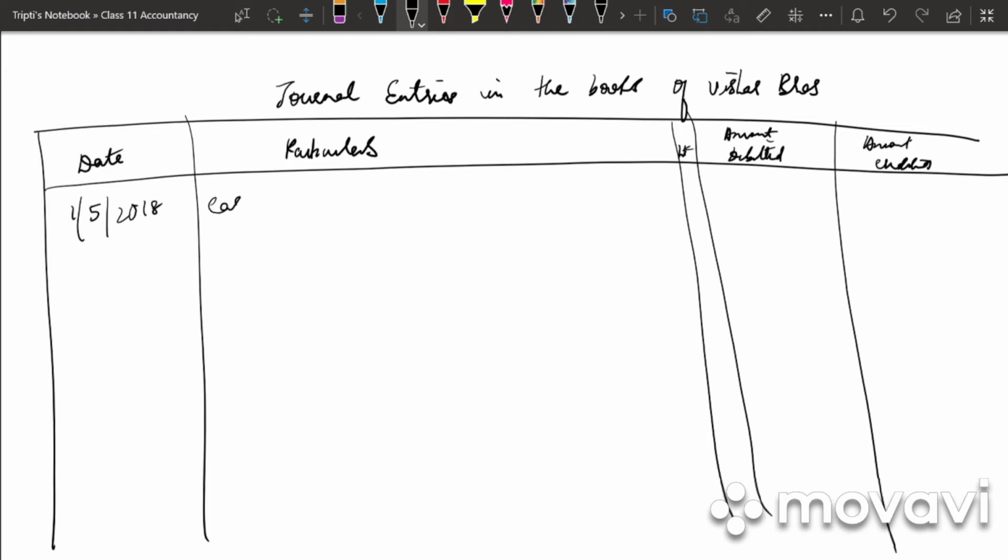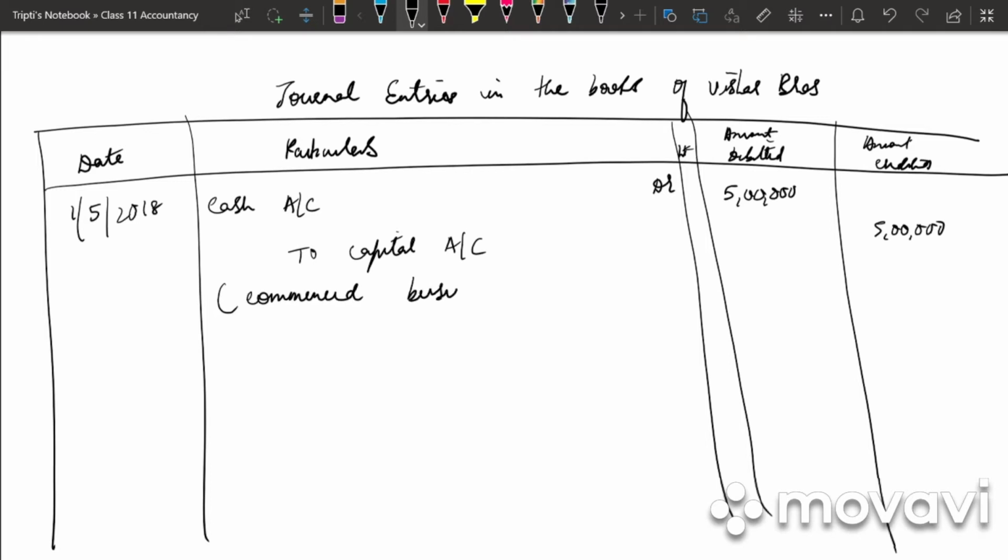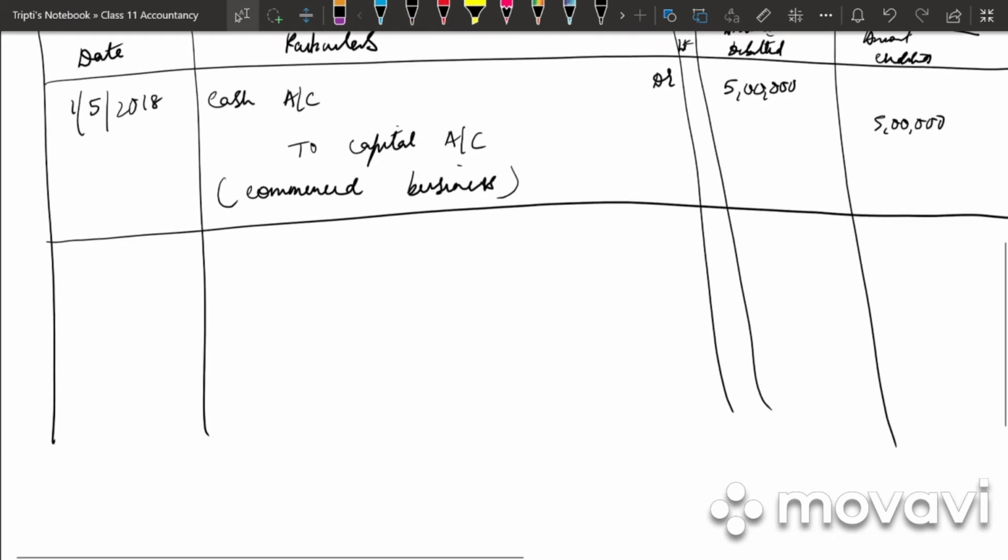Commenced business with cash. So cash account will be debited to capital account. 5 lakh debit, 5 lakh credit. So what is the narration? Commenced business. After the journal entry, draw the line.